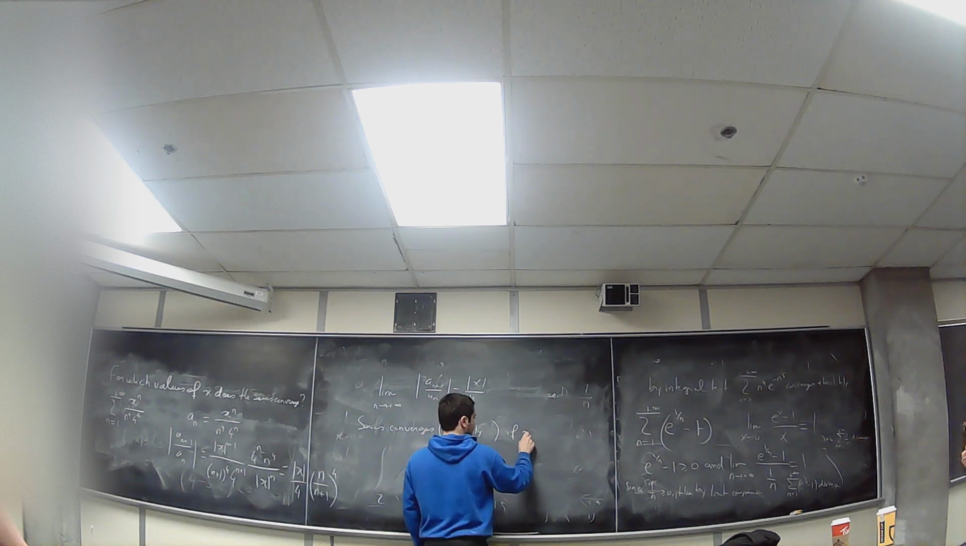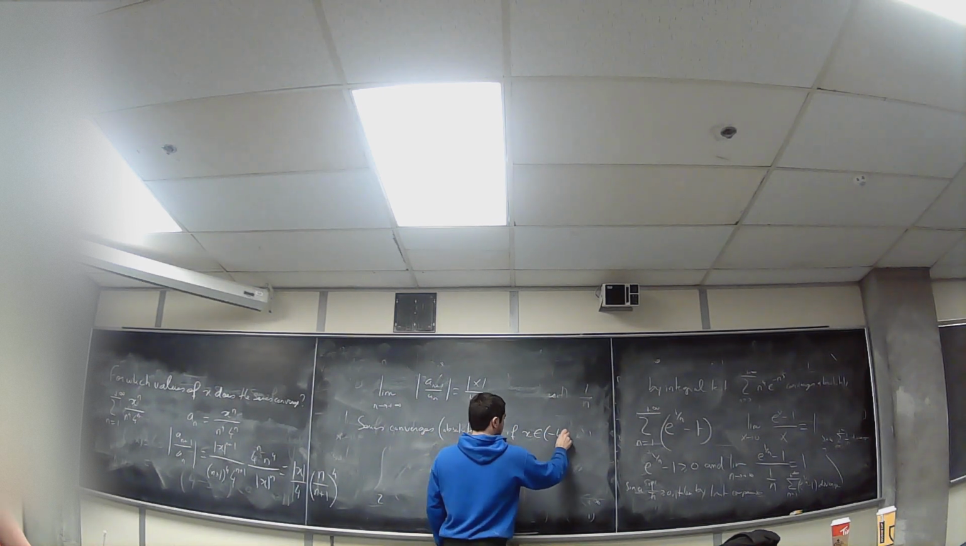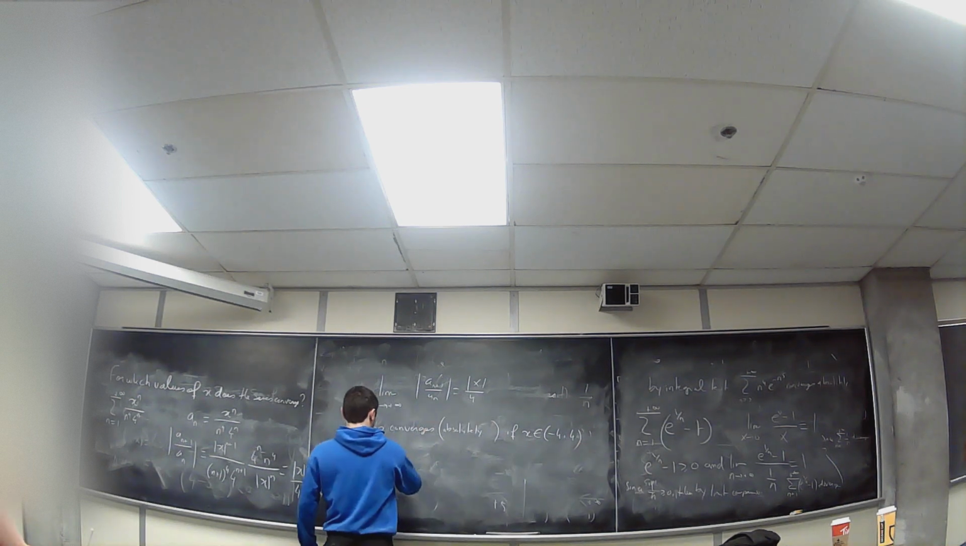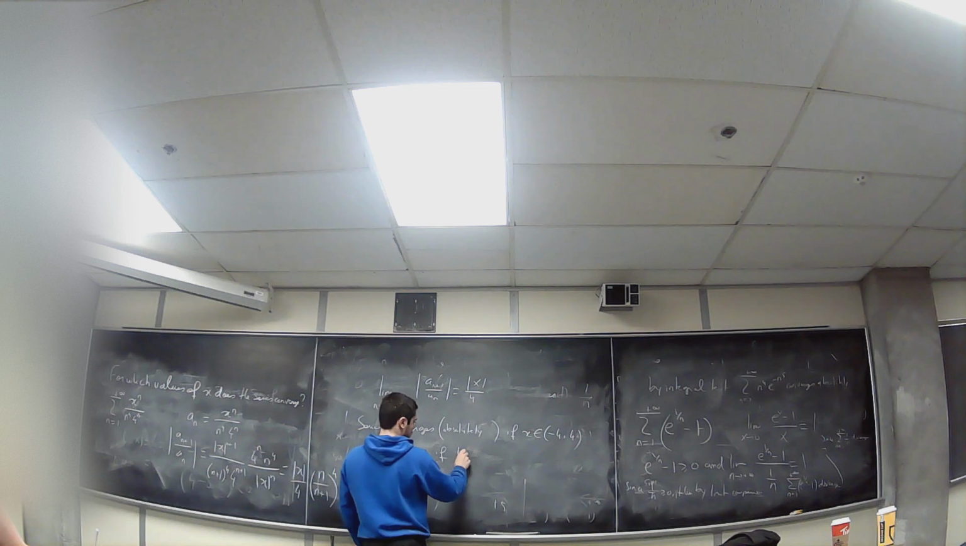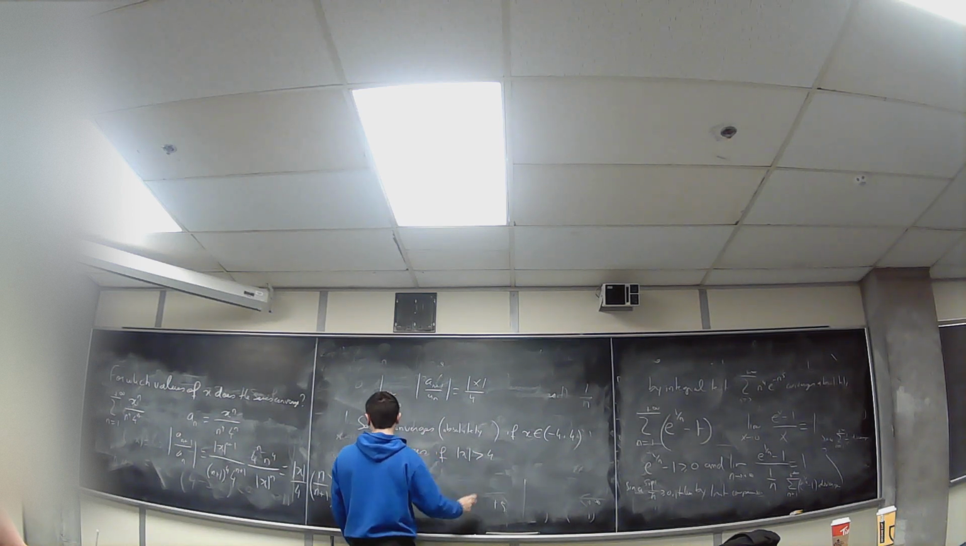If x belongs to minus 4, 4, and diverges if x is strictly bigger than 4 in absolute value. Okay, now what do I have to check? I have to check the bounds. What are the bounds? The endpoints, minus 4 and 4.